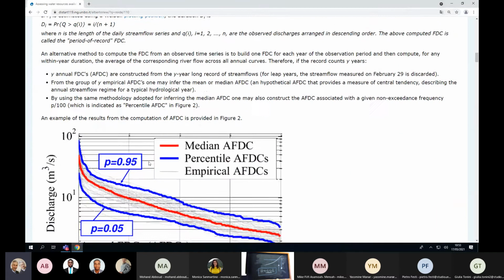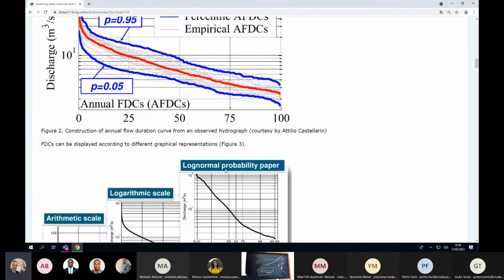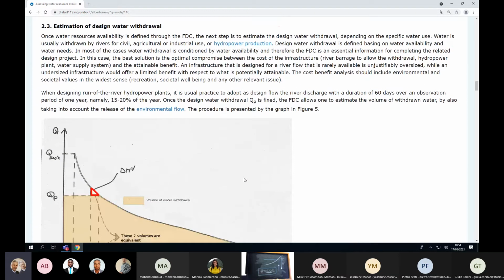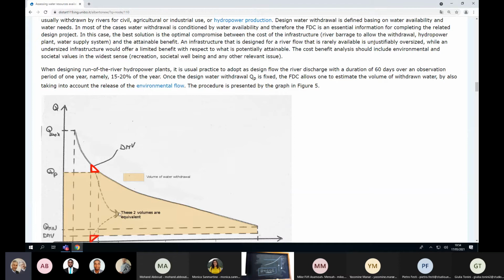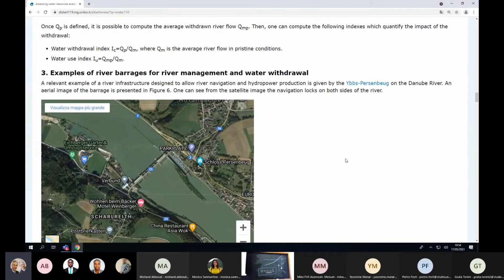Okay, so flow duration curve is very important, and to this range, median annual flow duration curve, percentile, etc., these things that we discussed can be asked at the exam, okay? And also how to estimate the volume of water withdrawal, and how to compute the water withdrawal index and the water use index. These are also important issues that can be asked.